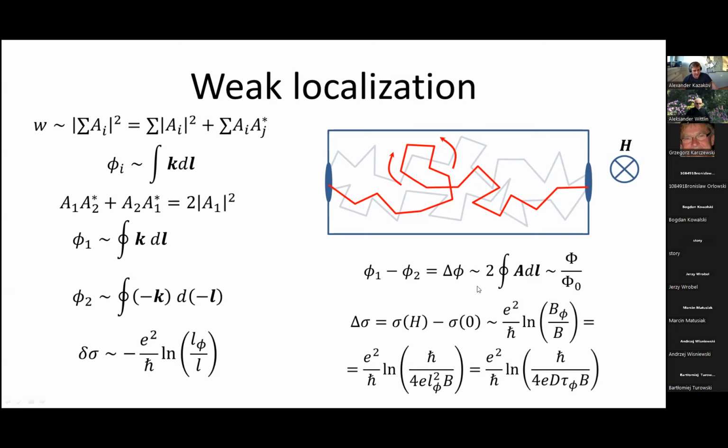Magnetic field adds an additional phase difference to these two paths. And due to the fact that these loops can have different shapes, it is averaged out to zero in the end. Calculations show that in the two-dimensional case, such a correction to the conductivity has a logarithmic dependence on 1 over B.